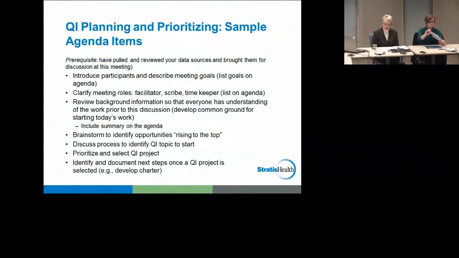The agenda should always include items at the bottom, which are to be clear about what the next steps are. So what needs to happen based on the decisions we made today? Who's going to do what and by when? What are the action steps now that a quality improvement project has been selected? And of course, you want to document so everybody knows what we've decided.